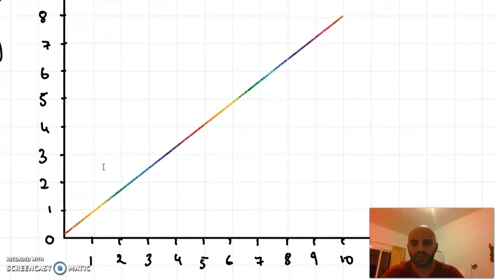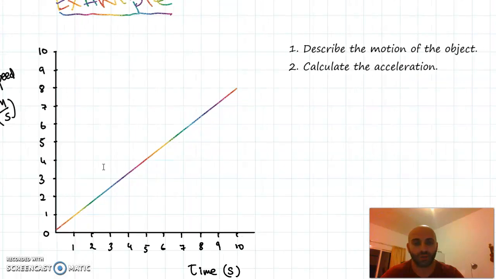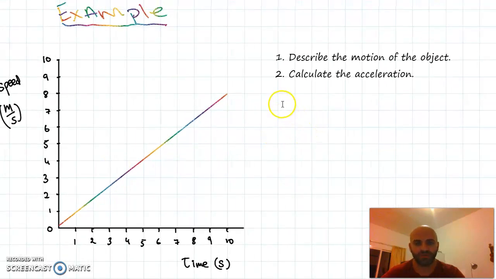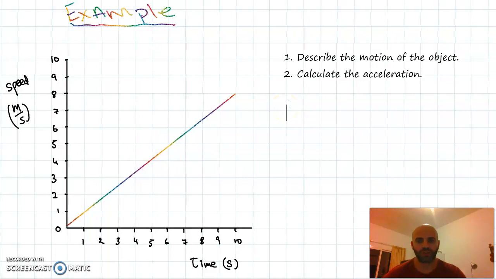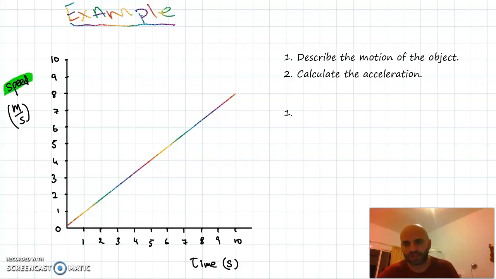So I'm going back down here, and it says describe the motion of the object. So just be a little bit careful when you're describing. First thing is, you should be using the words that are on the axis. So the last time we were looking at distance time graphs, and this is where students often get mixed up and confused with this. Now we're looking at speed time graphs, okay? So it means I should be including the word speed, and I should be including a time.